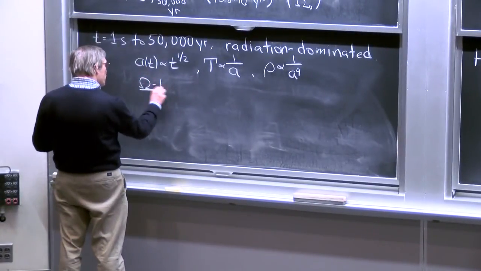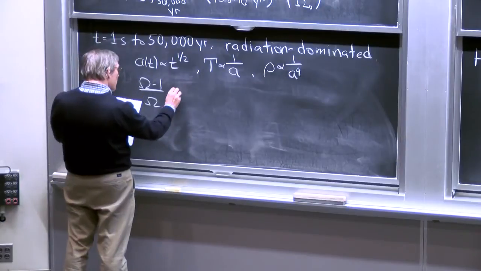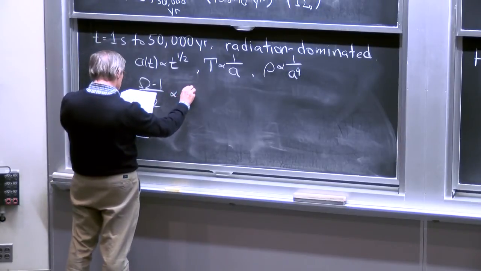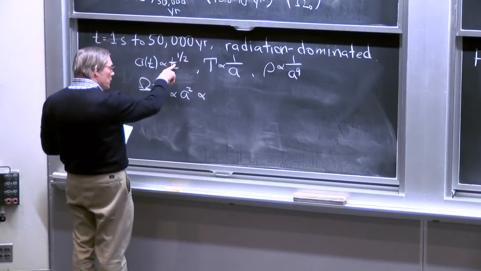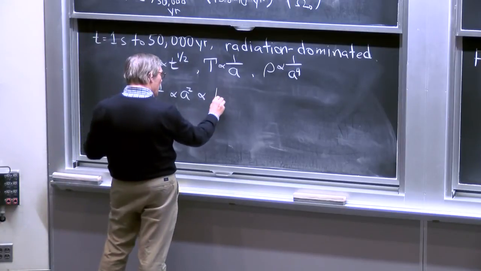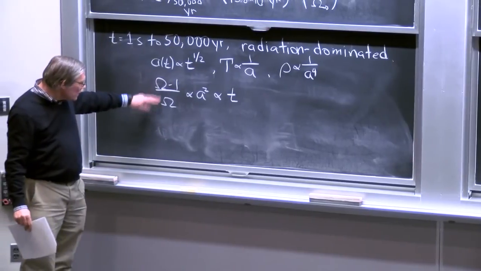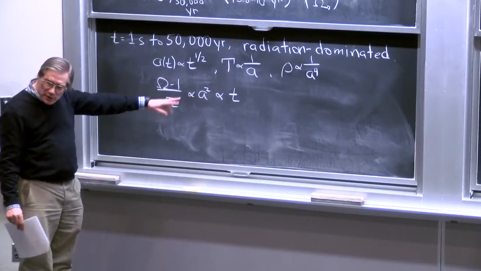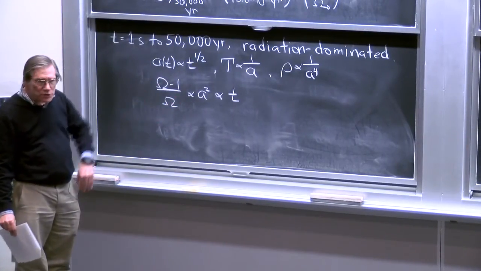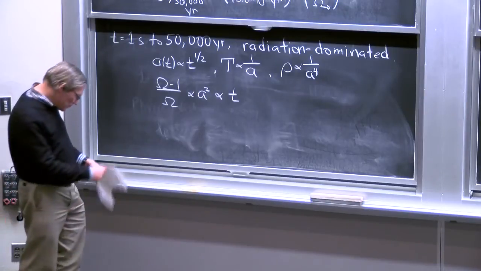So we get omega minus 1 over omega is proportional to a squared. And since a goes like the square root of t, a squared goes like t. So during the radiation-dominated era, this diverges even a little faster. It goes like t rather than like t to the 2/3, which is a slightly slower growth.